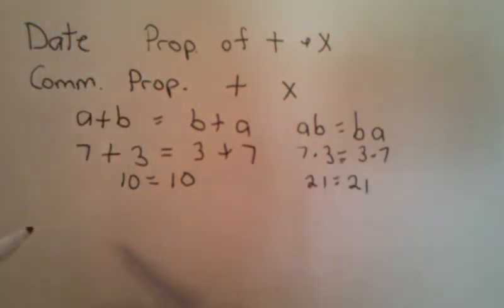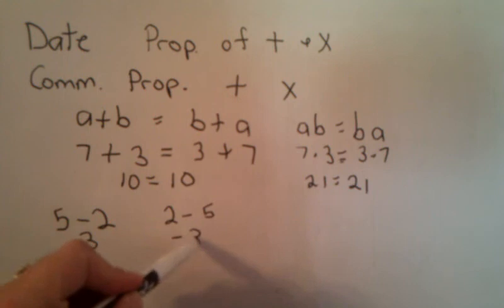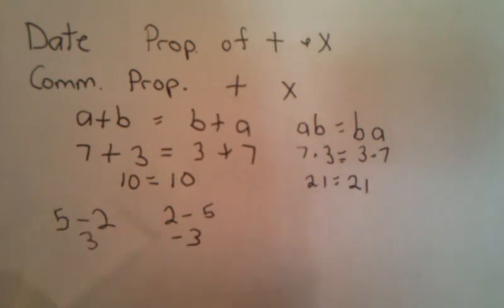Now, it doesn't work with subtraction. Okay? You don't have to write this part down. 5 minus 2 is 3. Okay. 2 minus 5 is negative 3. Well, notice if you change the order, they're opposites, but that's not part of the commutative property.